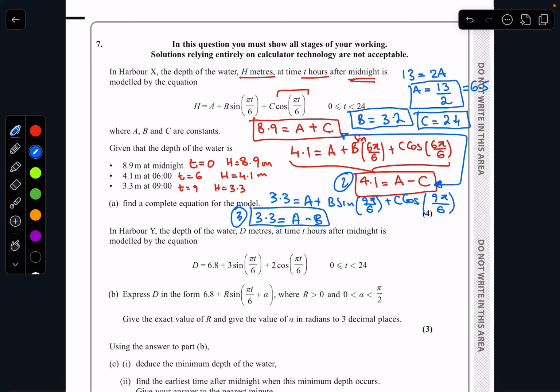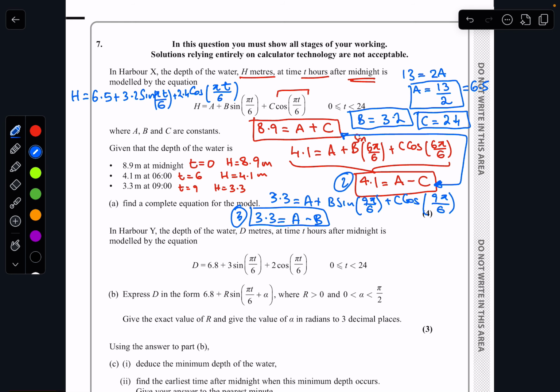So therefore, you can rewrite the final equation here as h is equal to 6.5 plus our b, which is 3.2 sine pi t over 6, plus 2.4 of cos pi t over 6. It's a bit messy, but I wanted to do it at the top here so everybody can see it when I move on to part B. So that is the answer for the first part.